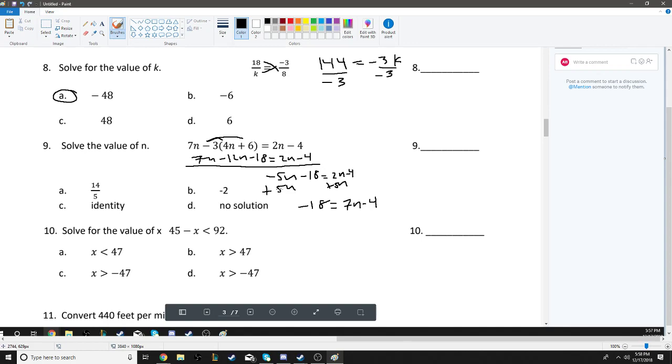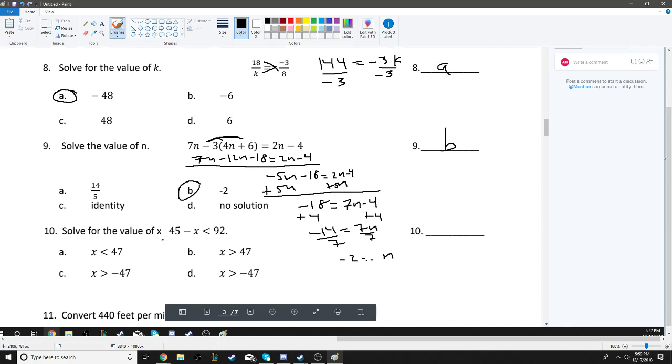So there's a step. Next, we want to get 7n by itself. So to get rid of that, we're going to add 4 to both sides to get rid of the minus 4. And you get negative 14 is equal to 7n. And divide both sides by 7 to get negative 2 equals n. B is your answer.